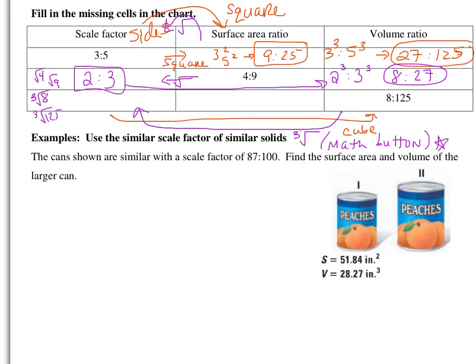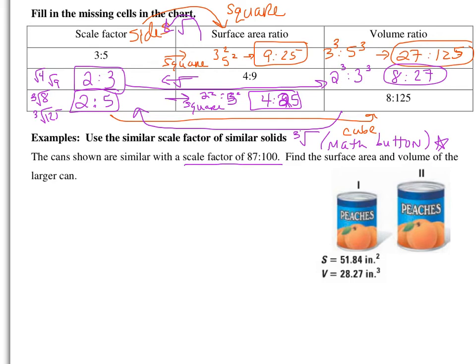So basically I'm asking myself, what times what times what will give me 8? And that will be 2. And then what times what times what will give me 125, and that would be a 5. So 2 to 5. Then I need to use that to find my surface area. So 2 squared and then 3 squared. So then I would get a 4 to 9 as my final. 4 to, I put the wrong number there, 25. So 4 to 25.